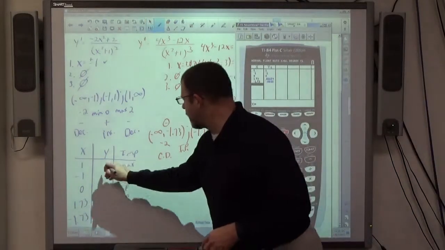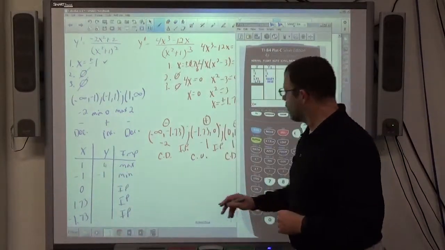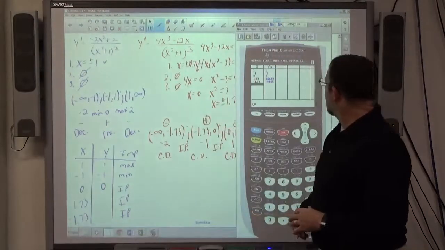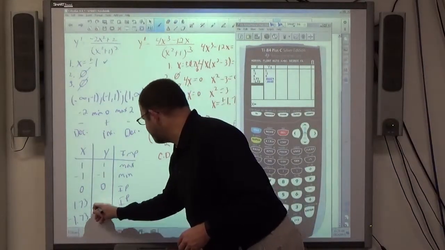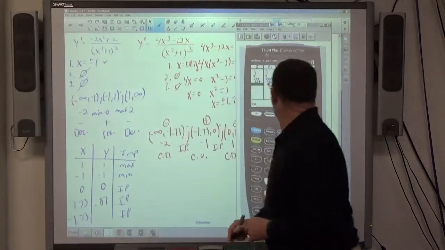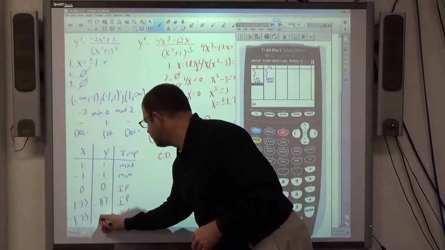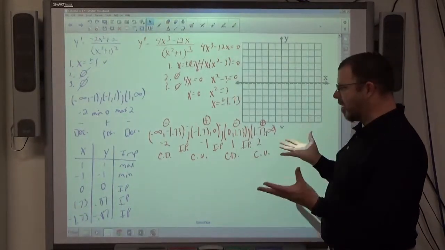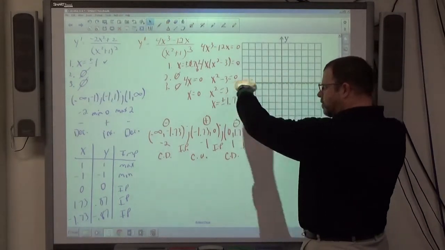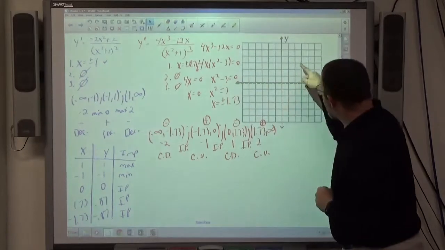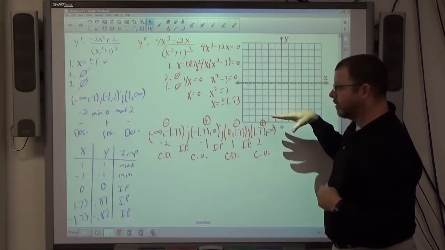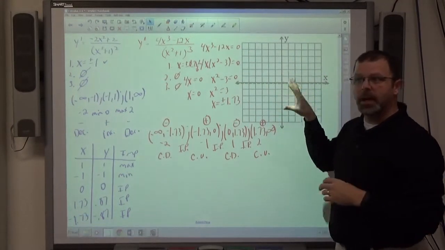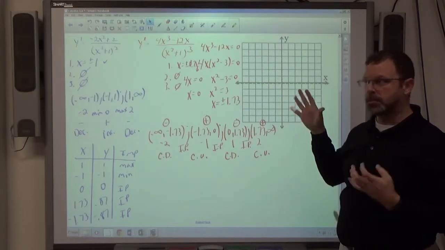So 1 gives 1, -1 gives -1, 0 gives 0, 1.73 gives 0.8665, so 0.87, and -1.73 gives -0.87. Okay. So imagine that we have all this stuff. We have this asymptote at 0, right? A maximum of 1, a minimum of -1. Seems like everything's going to stay within that -1 to 1 region, right? As far as I can tell.